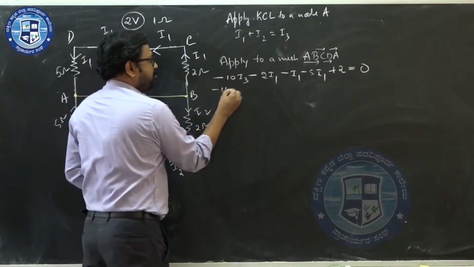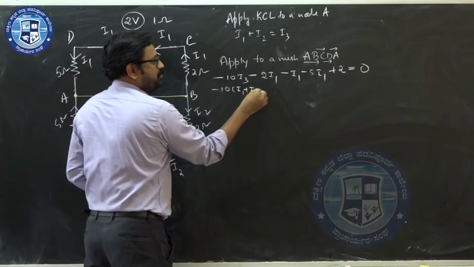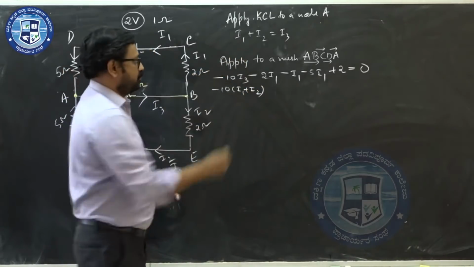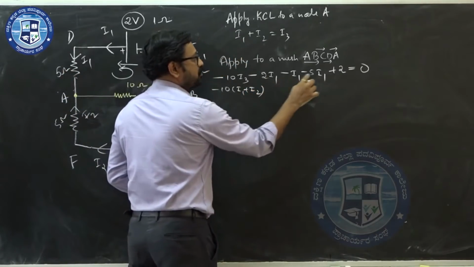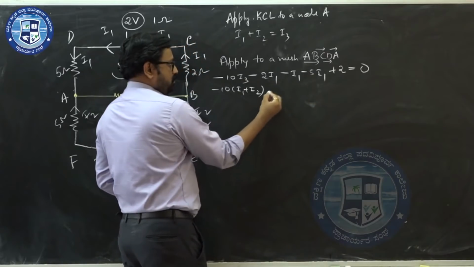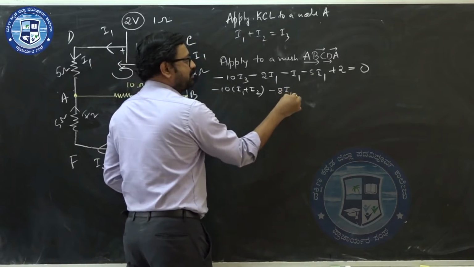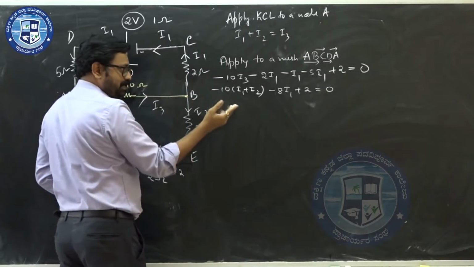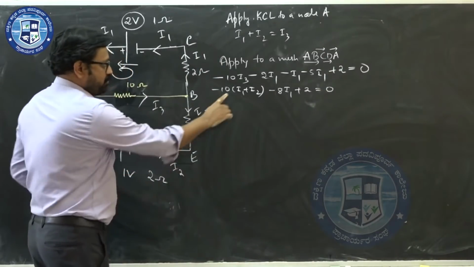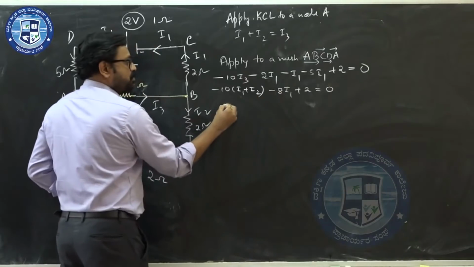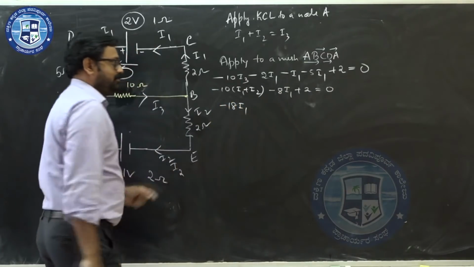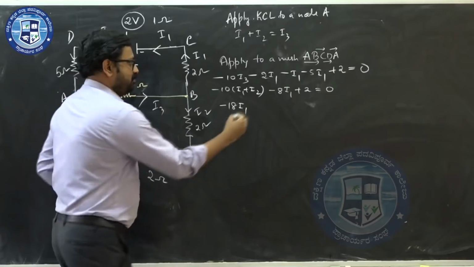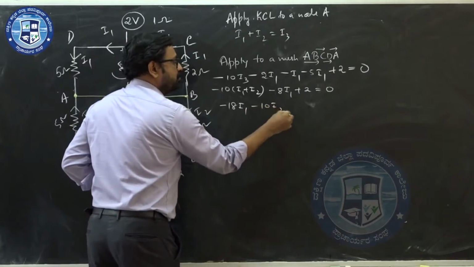I will substitute for I3 as I1 plus I2 from the previous equation. Then remaining things: 2, 3 plus 5, 8 I1 minus 8 I1 plus 2 is equal to 0, correct? So I think I can skip the steps. You are able to understand. Here 10 I1, here 8 I1. So obviously it is minus 18 I1, minus 10 I2, correct?